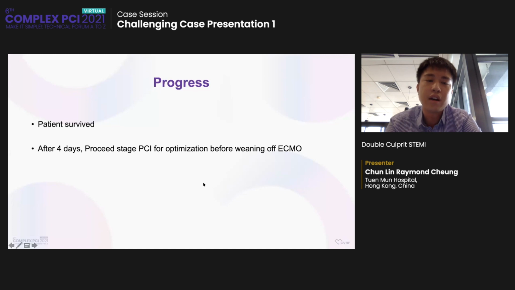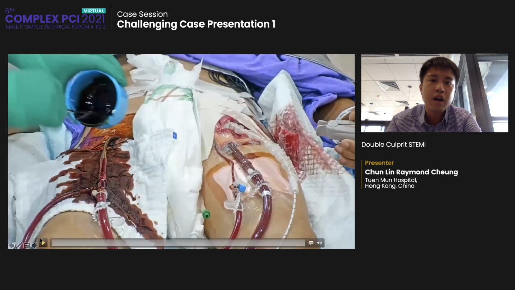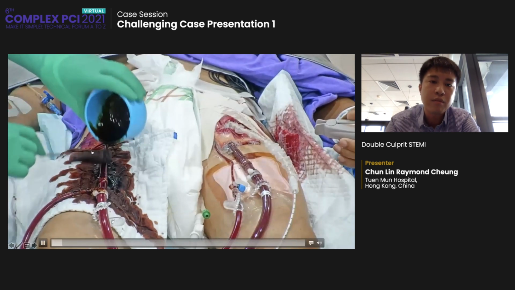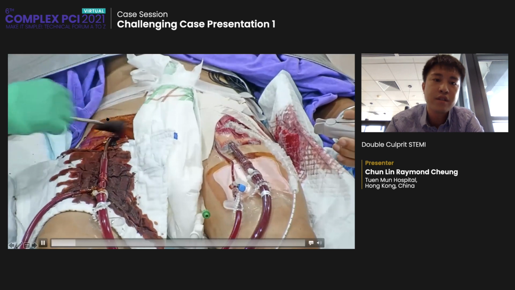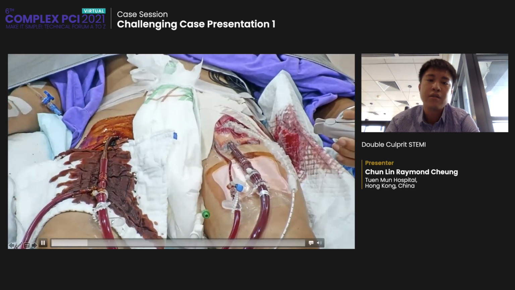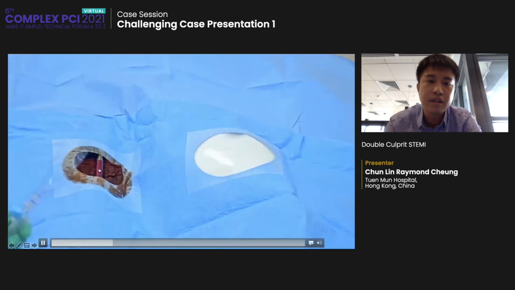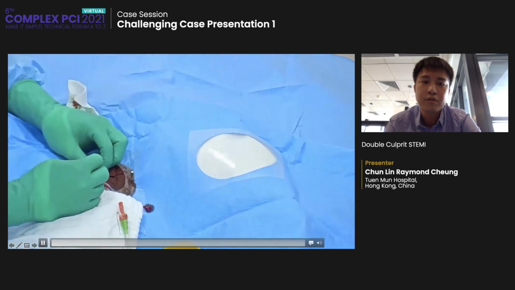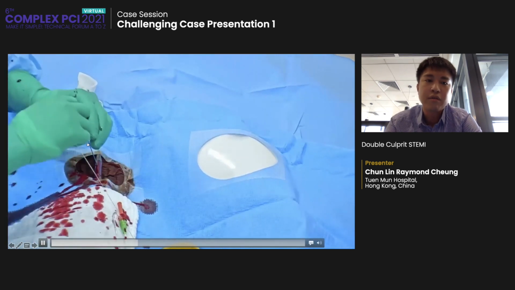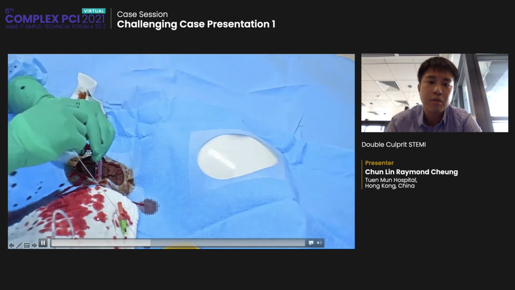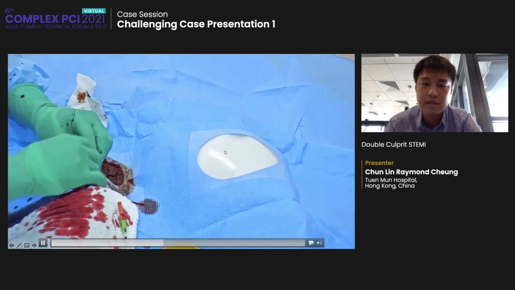So after a few days, echo showed improving ejection fraction from 15 to 30%. After 4 days, we decided to proceed to staged PCI for optimization before weaning off the ECMO. Since both of the femoral accesses had been used for ECMO and impeller respectively, there's no extra site for us to puncture for the PCI. So we decided to puncture through the ECMO sheath. First, we sterilized with chlorhexidine, and then did PCI in the usual fashion, puncturing with a needle, threading in the guidewire, and later putting in the 6 French sheath for our PCI.